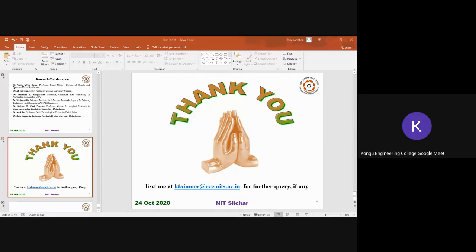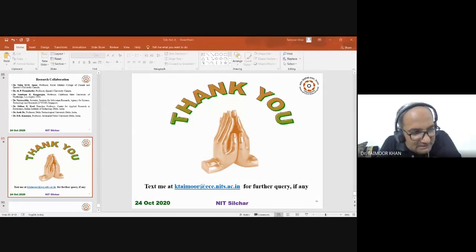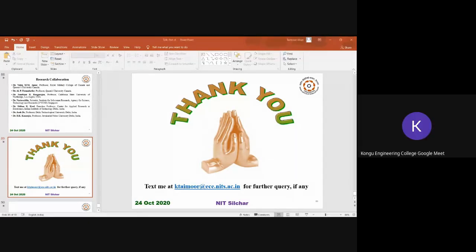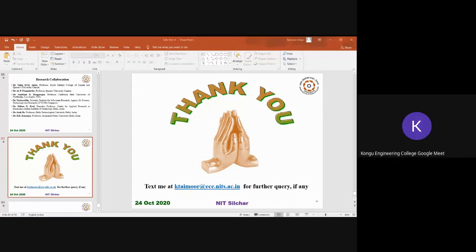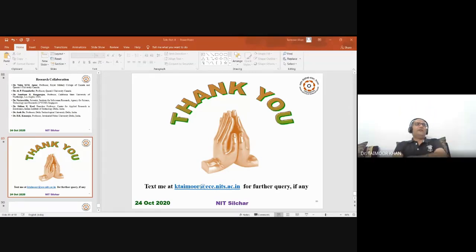The next question: whether the EBG structure and the defective ground structure, both are the same thing. EBG structure is the same as defective ground structure? No, not at all. Defective ground structure, DGS, is ultimately the simplest.